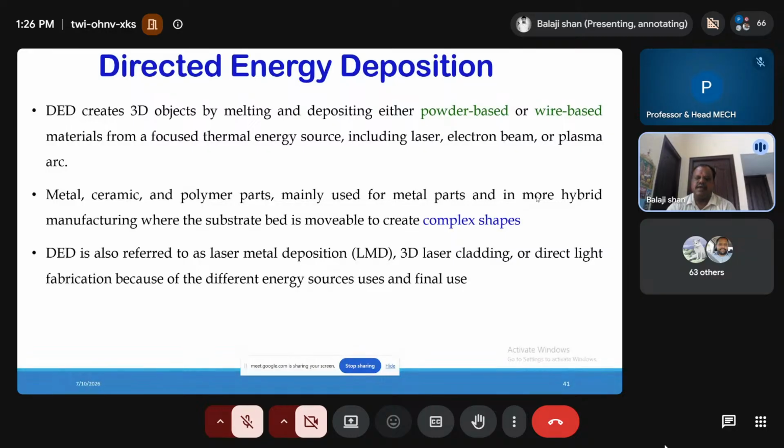The challenges in direct energy deposition are high material cost, slow production rate, poor surface finish and post-processing requirements, limited mechanical properties, and high machine reliability issues.